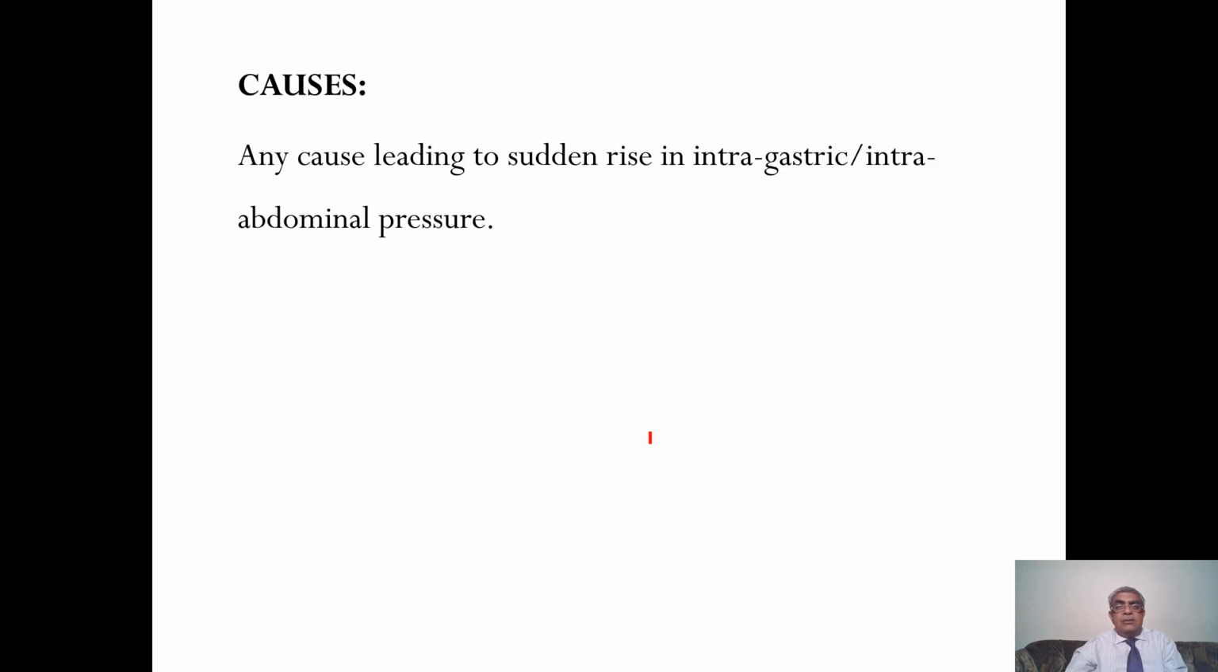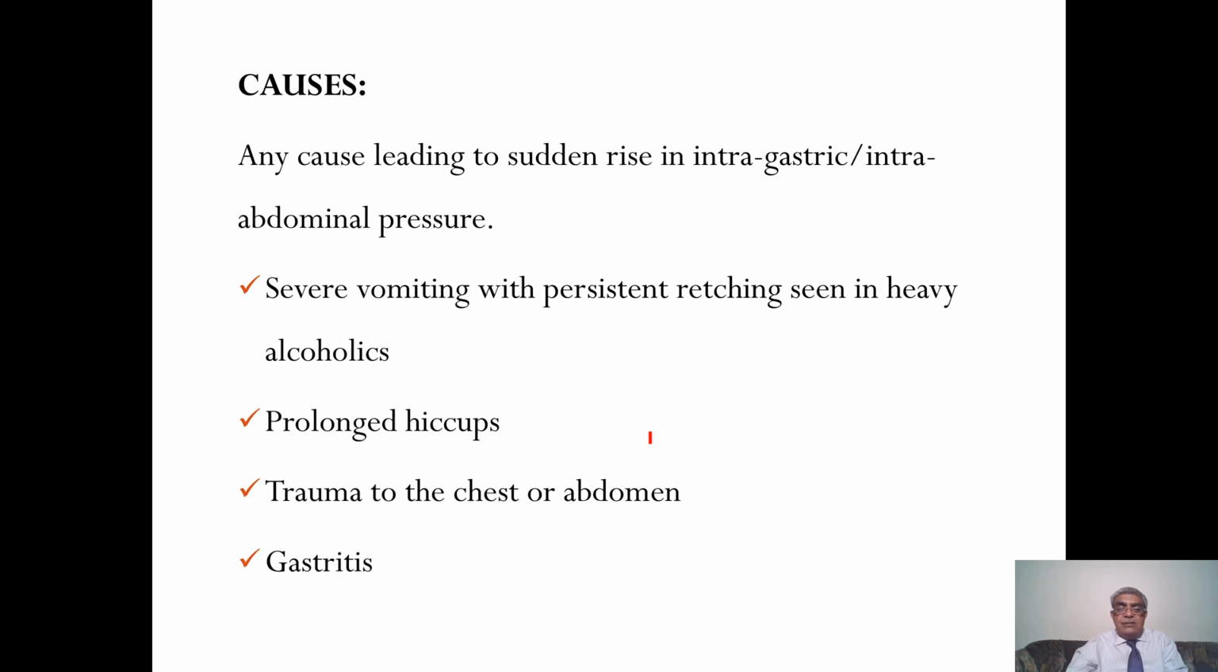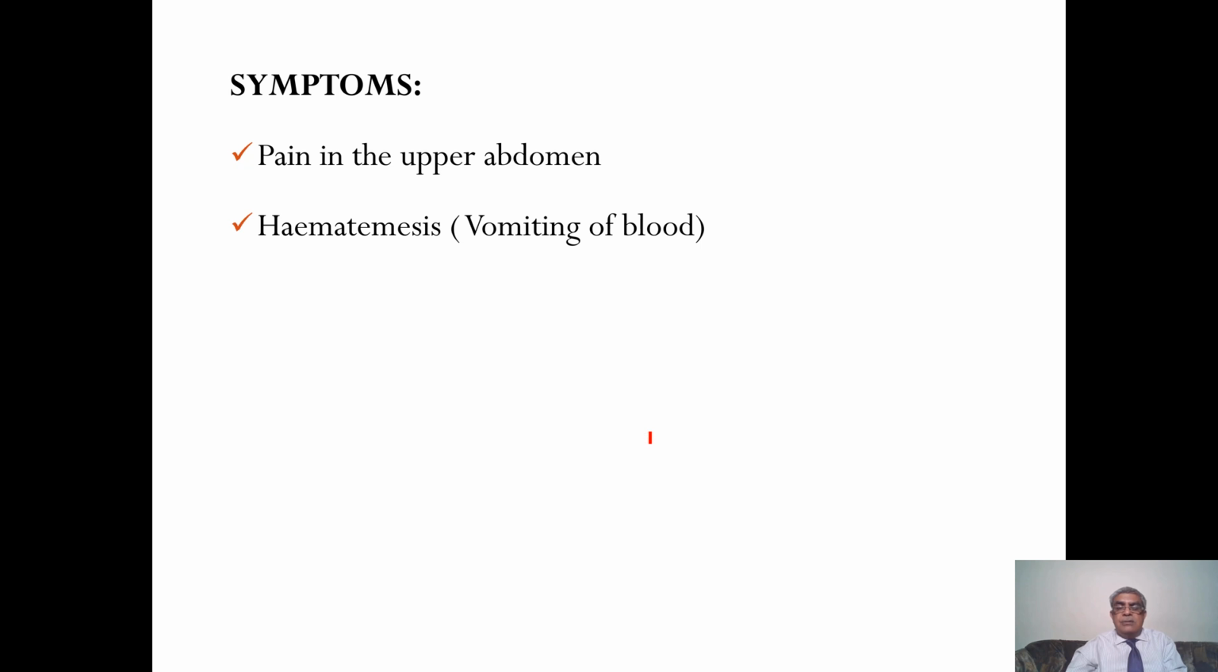Causes: any cause leading to a sudden rise in intragastric or intra-abdominal pressure. Very simple. Severe vomiting with persistent retching, seen in heavy alcoholics. Prolonged hiccups. Trauma to the chest or abdomen. Gastritis. Hiatal hernia. They all cause changes in the pressure and are responsible for causing the tear in the mucosa of the esophagus. Symptoms: pain in the upper abdomen, hematemesis, vomiting of blood, melena, blood in the stools.